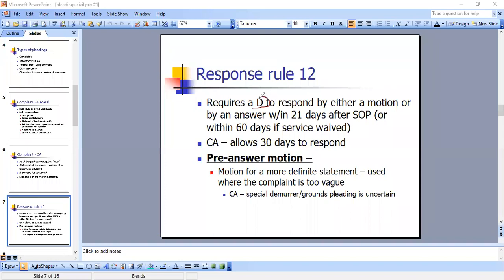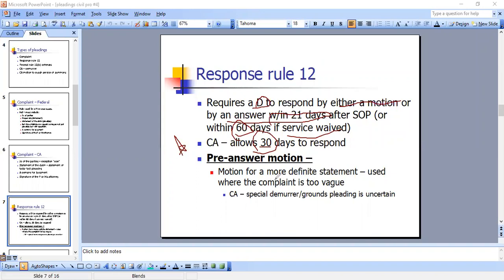They want the defendant to respond by a motion or by an answer within 21 days after service of process. Okay? 21 days after service of process, or within 60 days if they waive the service. 21 days if they don't waive it, 60 days if they do waive it. California only allows 30 days to respond. Of course, California has to be different on all of this stuff. So California allows 30 days to respond, 21 days for federal.